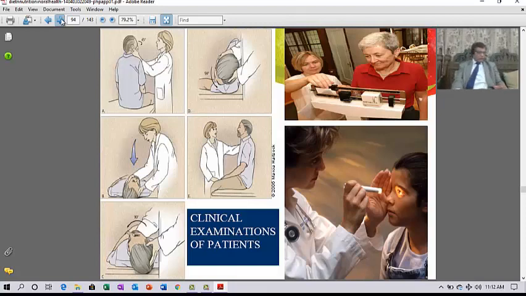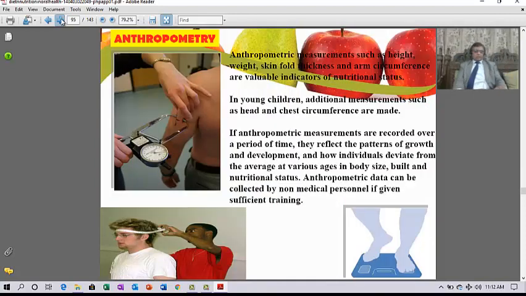Then we come to clinical examination of patients. Sorry, we have already touched this topic. These are various photographs. The next, after clinical exam, number two is anthropometry. Anthropometric measures such as height, weight, skin fold thickness, and arm circumference are valuable indicators of nutritional status. In young children, additional measures such as head and chest circumference are made.